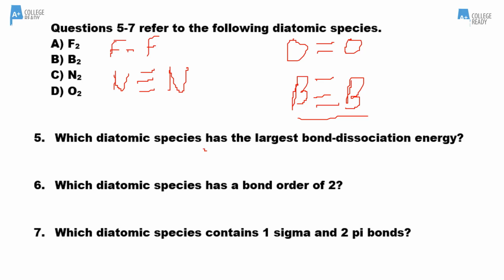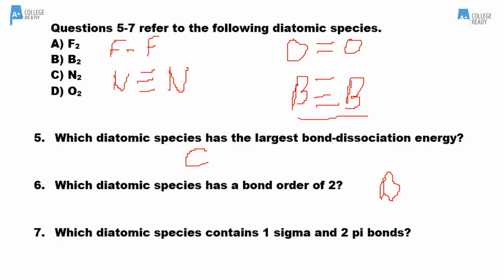Which diatomic species has a bond order of 2? Well, bond order is just simply put, what is the number of bonds? So fluorine has a bond order of 1, oxygen has a bond order of 2, nitrogen 3, and boron 3. So the answer there would be oxygen, and that would be D.